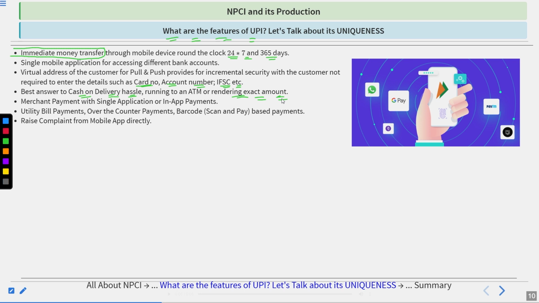Merchant payments with single application or in-app payments you could make. Utility bill payments you could also make. Over-the-counter payments, barcode or scan and pay based payments. Or also you could directly raise a complaint about the mobile app directly.